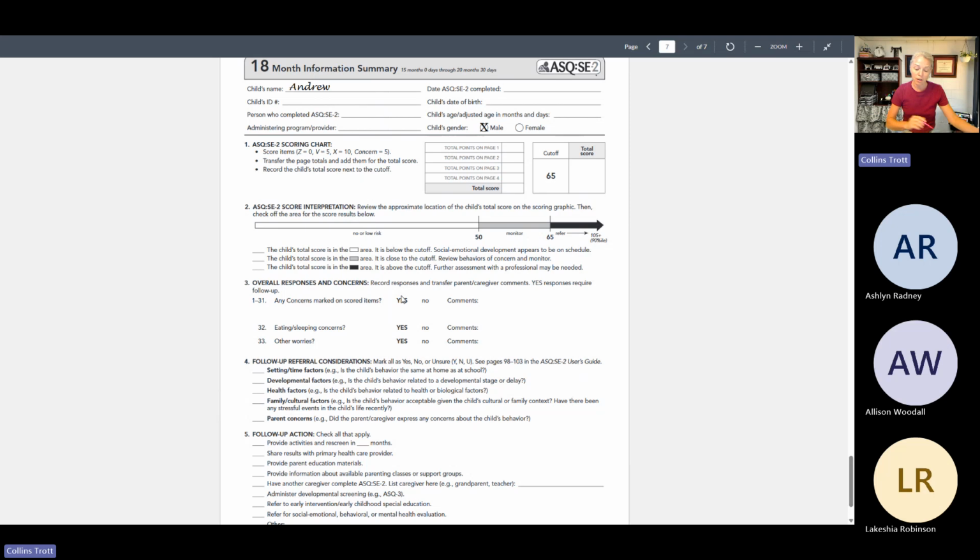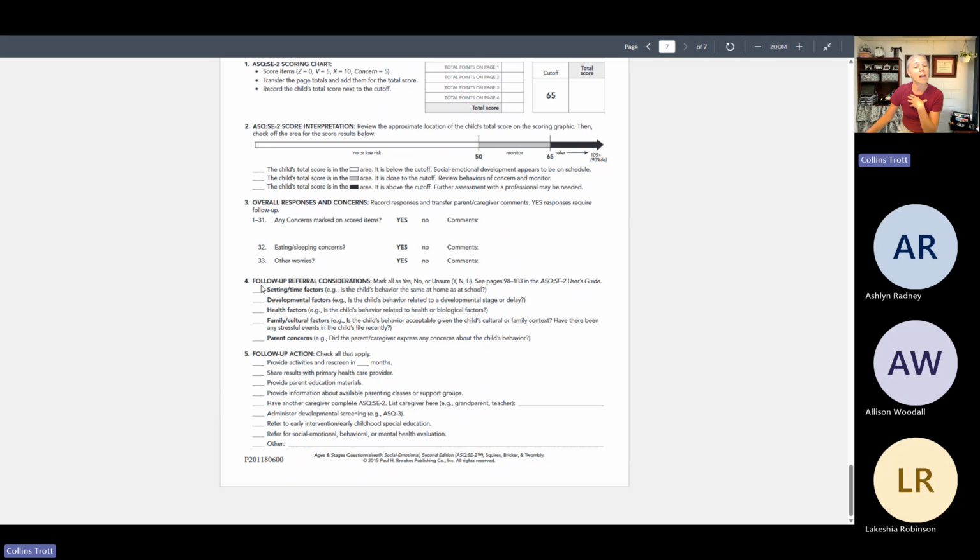And again, if there are any things written there, then I'm going to transfer that over and put it with the comments as well. So that's where we're getting all of our information from. And then we have our follow-up referral considerations. And then our follow-up action.